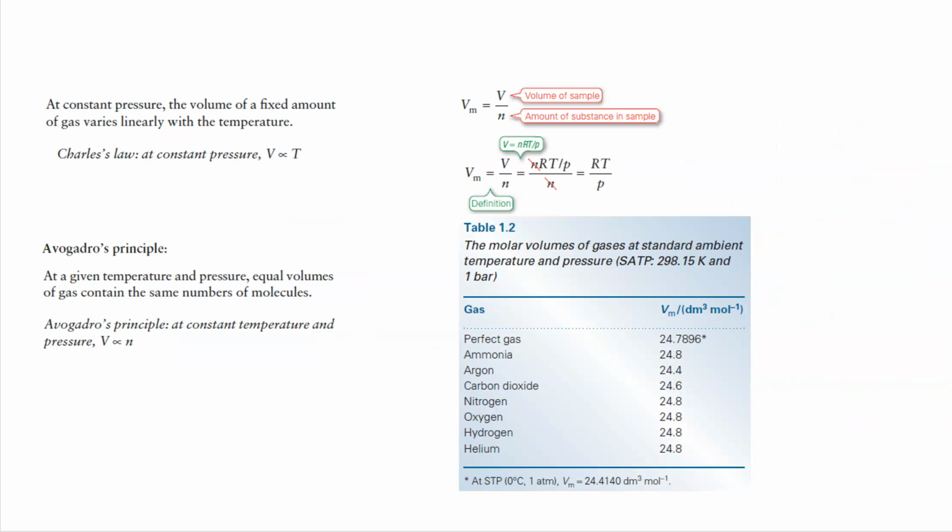Now, moving along, we have Charles's law, which is another approximation of PV equals nRT. Charles's law simply states that at constant pressure, the volume of a fixed amount of gas varies linearly with the temperature, or V is proportional to T. And that makes sense because if we have PV equals nRT and we have a fixed amount of gas, n is constant, and pressure is constant, and R is inherently a constant, then V must be proportional to T. So that's the derivation of Charles's law.